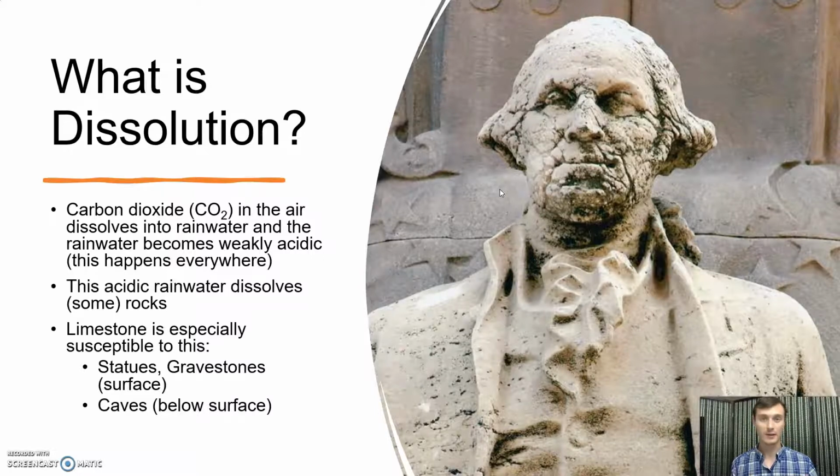And you can actually see this happening a lot underground. Whenever you have big cave systems that form, it's the same process as what dissolves the statue here. Rainwater comes down and seeps into the ground. That rainwater is ever so slightly acidic, and it slowly eats away at whatever rock is underneath the surface, forming this cavity known as a cave.